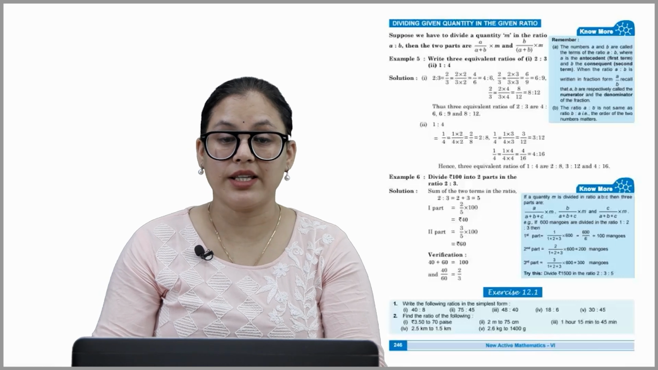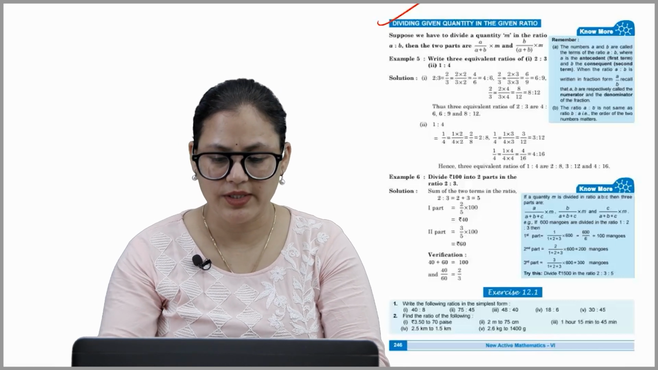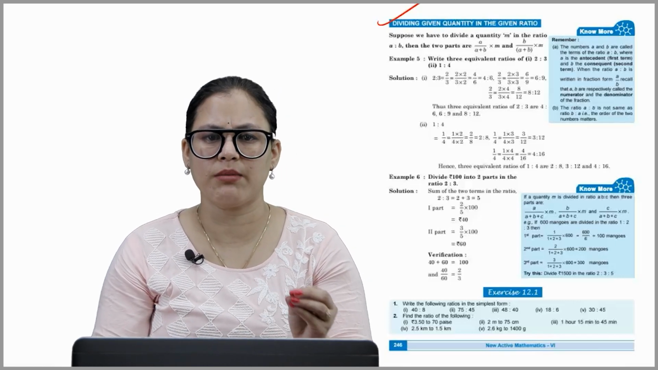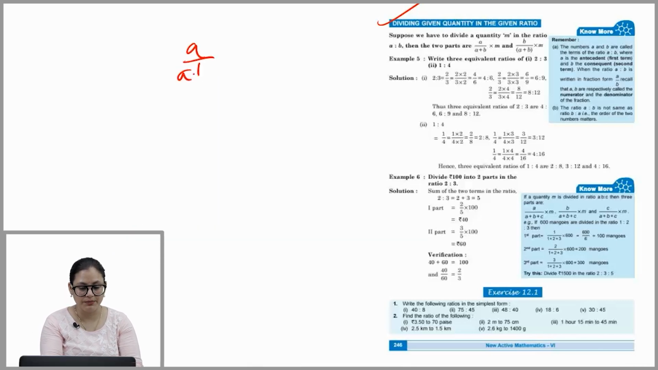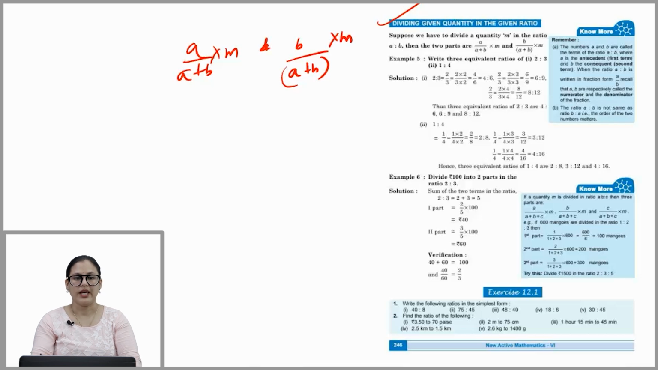Next, dividing a given quantity in the given ratio. Suppose we have to divide a quantity m in the ratio a:b. Then the two parts are a upon a plus b into m, and b upon a plus b into m.